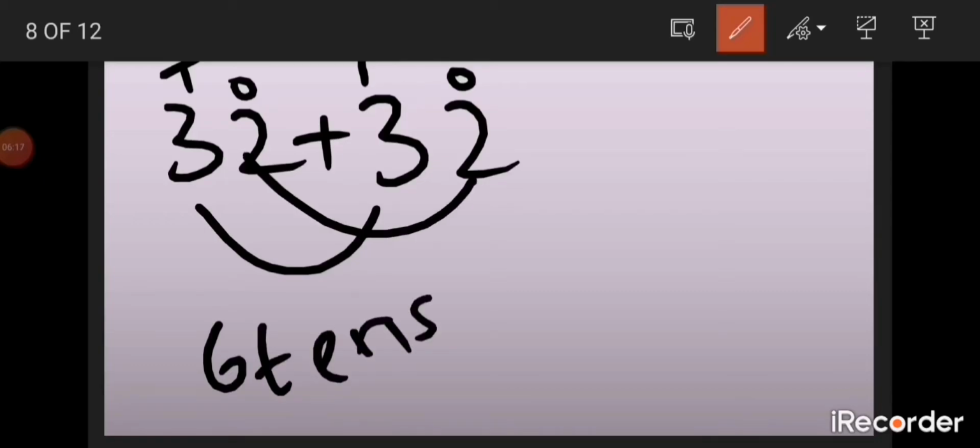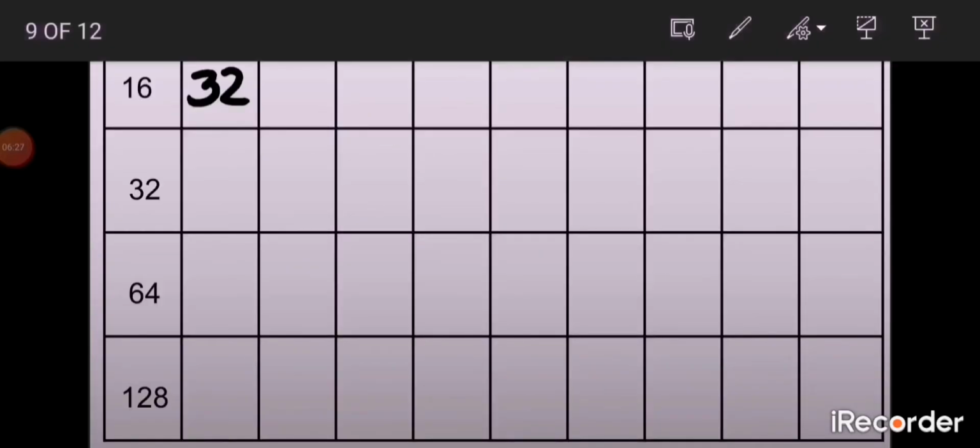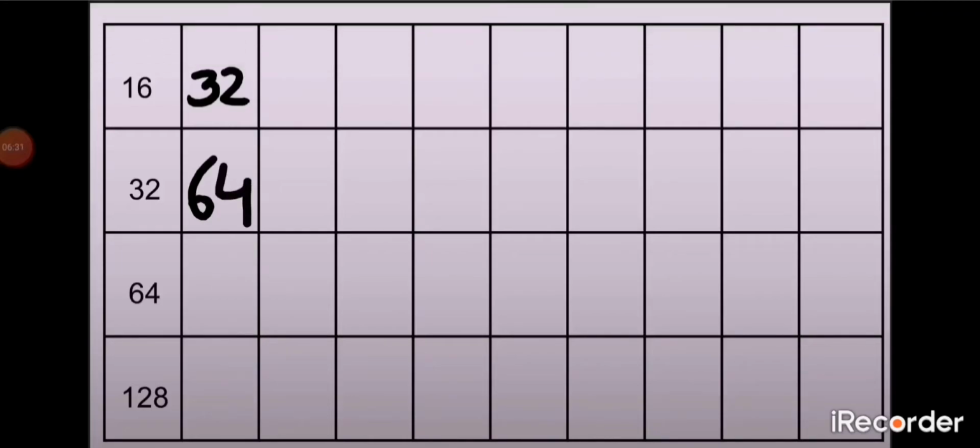Now add the tens. 3 tens and 3 tens, 6 tens. 2 plus 2, 4. 6 tens plus 4. 6 tens means 60. 60 plus 4. Answer is 64. So, double of 32 is 64. Done. Now, we have to find out the double of 64.